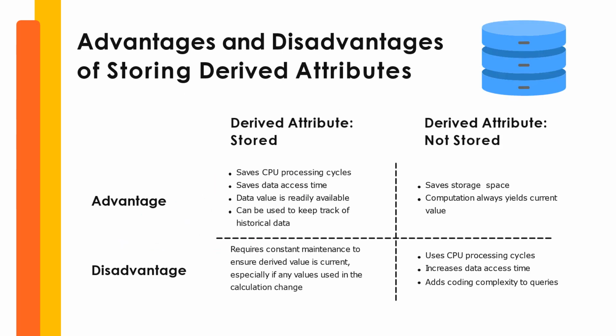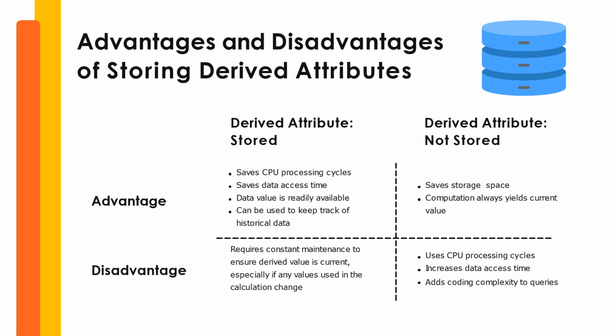How do we know if we need to store a derived attribute or not? There are certain advantages and disadvantages for storing a derived attribute. For the advantages of storing it, it saves CPU processing cycles, it saves data access time, the data value is readily available, and can be used to keep track of historical data. For the disadvantage, of course, it's going to require constant maintenance for you to ensure that the derived value is current, especially if any changes used in the calculation has changed.